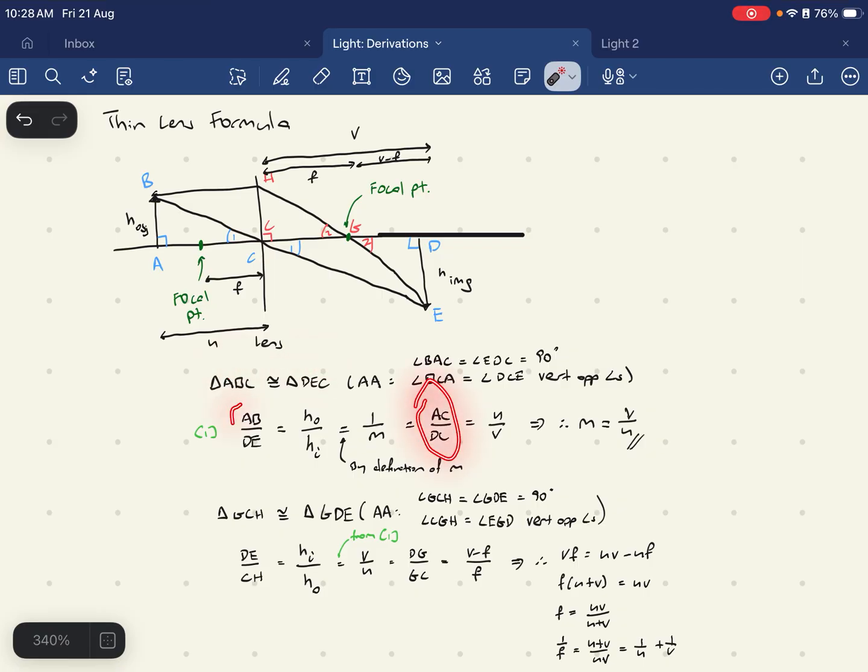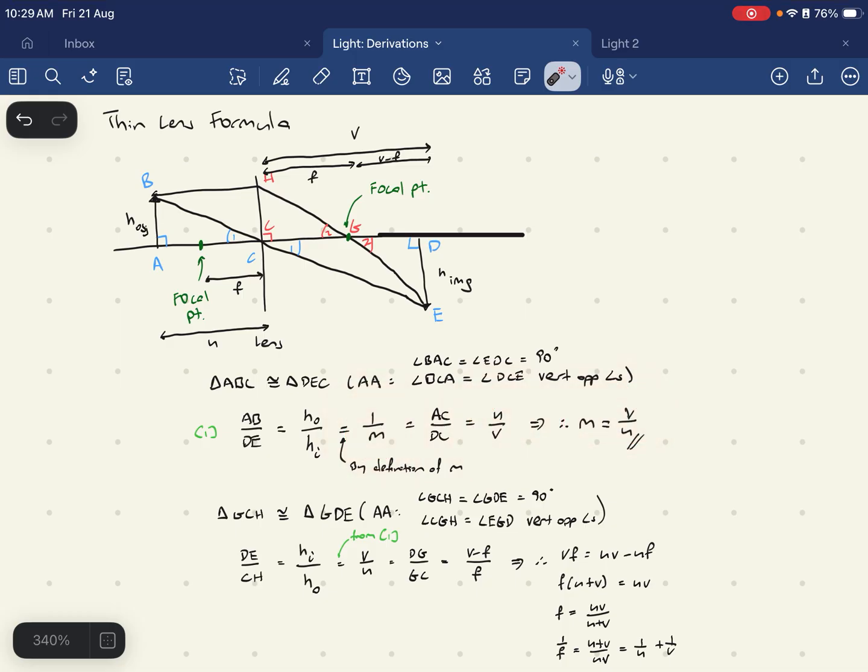Right? And then you can just identify the respective items on the graph. So AB is the height of the object, DE is the height of the image, and by definition magnification is the image height over the object height, so their reciprocal is therefore 1 over m. Then AC, as you see, is equal to U, and DC, as you see, is equal to V. So from there you have M equals V over U.